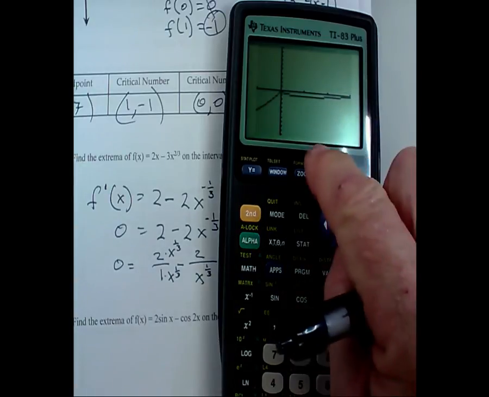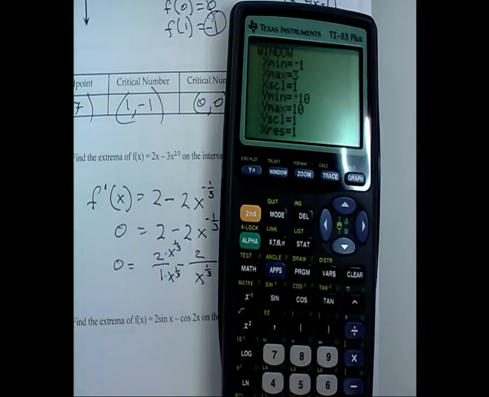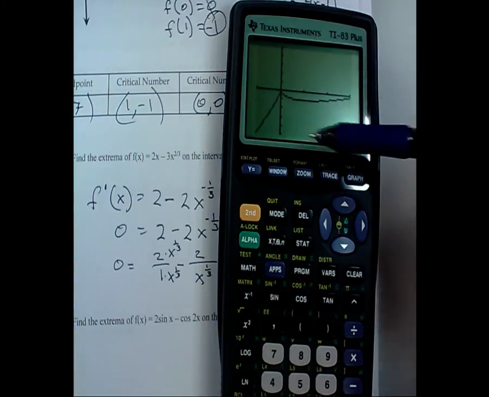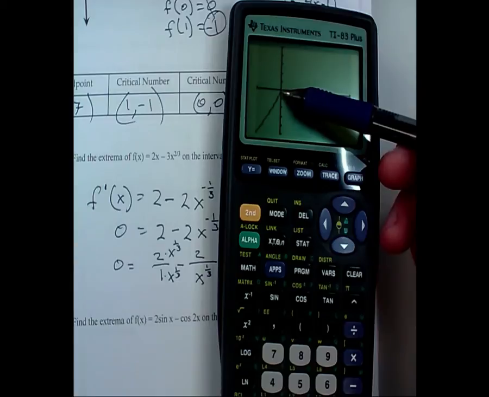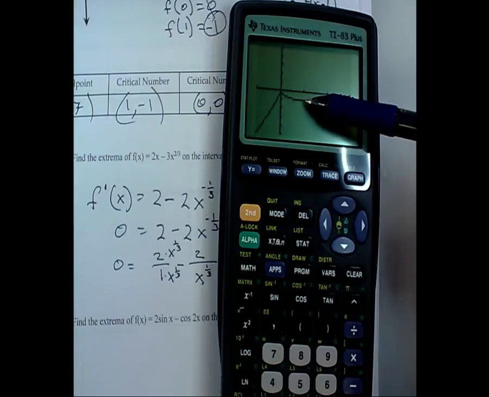If I change my window a little bit, it'll be easier to see. I'm going to make this from -5 to 5. There it is. Do you see that this is a relative max? And that's at 0. And at 1, right here, I have a relative min.